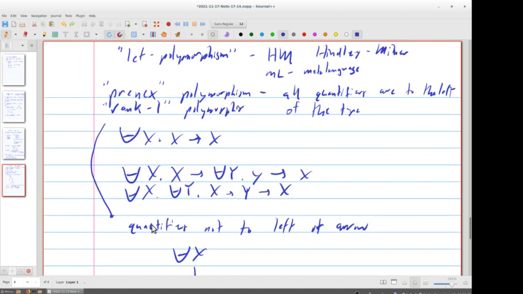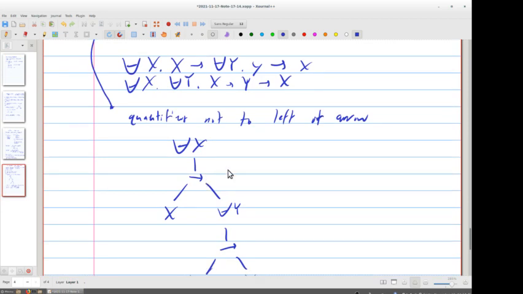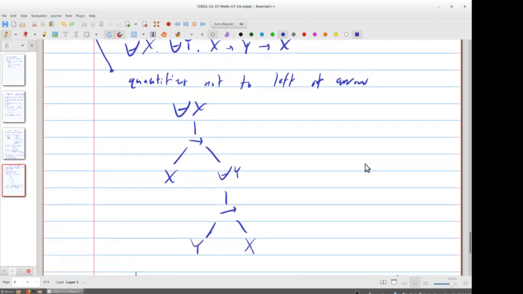But rank 1 polymorphism is a little bit more permissive. It says, well, the quantifiers don't have to be all the way to the left, but they just can't be to the left of an arrow. So if you take the type and draw it as a tree, so we took an example here where I think we were drawing this type at the top, where it says for all x, x arrow, for all y, y arrow x. So that quantifier is not all the way to the left, but when you draw this type as a tree, it looks like this. And it's still okay. Well, it's rank 1, okay? Because this quantifier here is to the right of an arrow, not to the left. And there's never any quantifier to the left of an arrow.